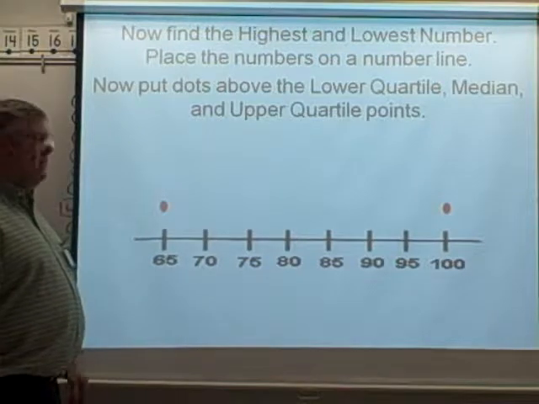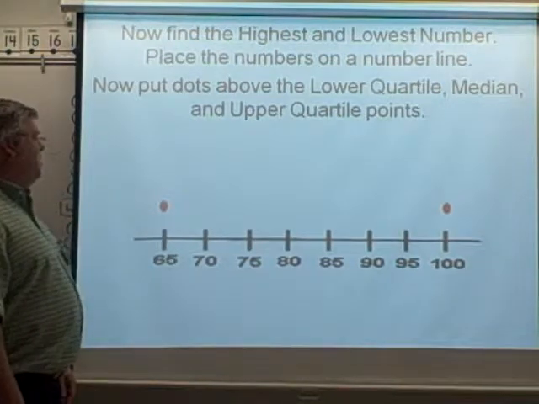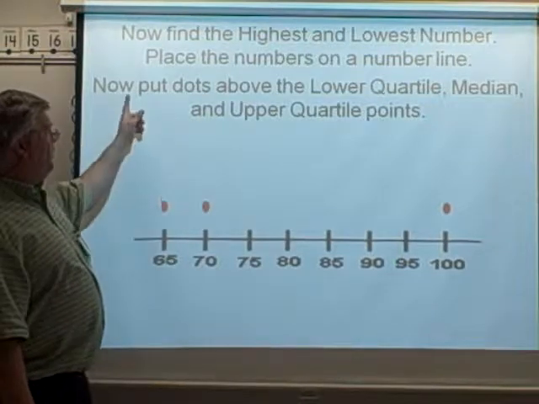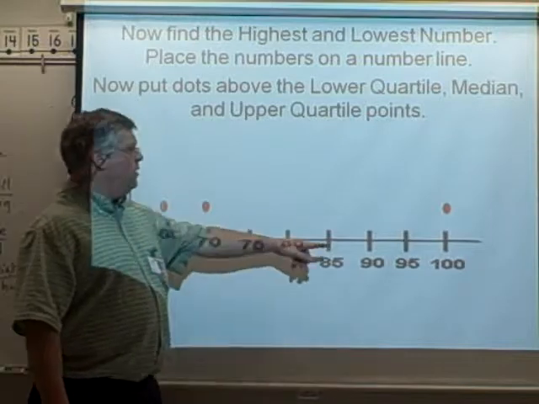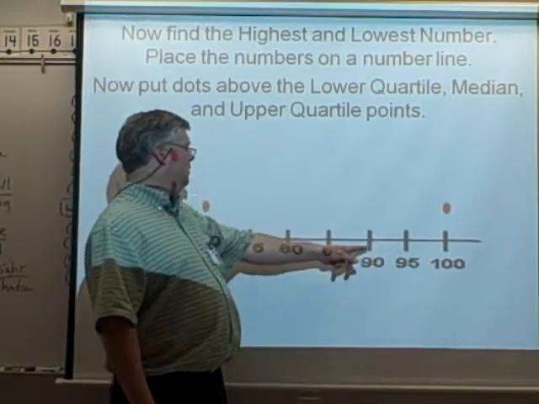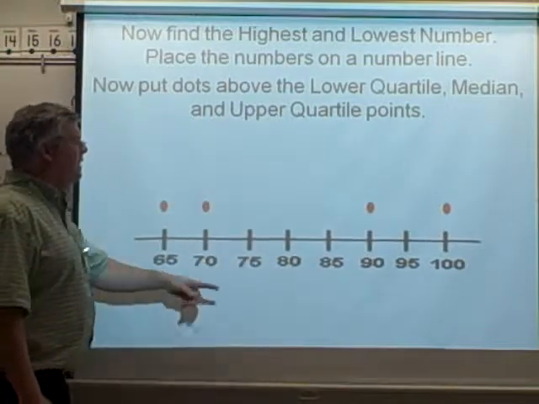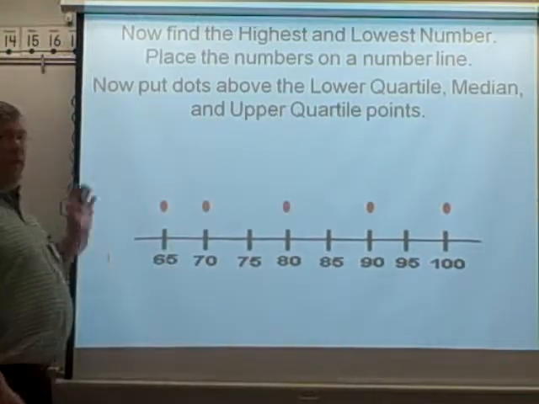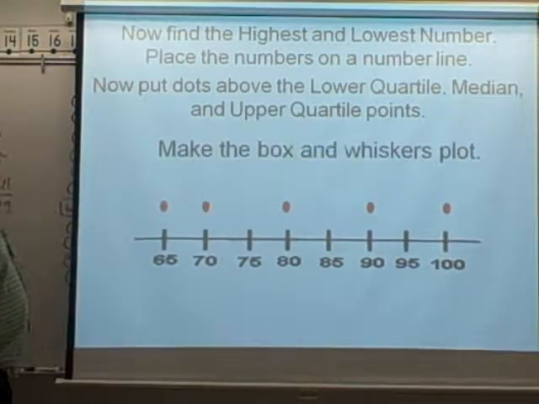and 100 for the maximum there. We put points just above the number line on that. Then we put points for the lower quartile, which is 70, upper quartile, which is 90, and the median, which is 80. We've got our 5 points. Once we have 5 points, we draw the box and whiskers on it.